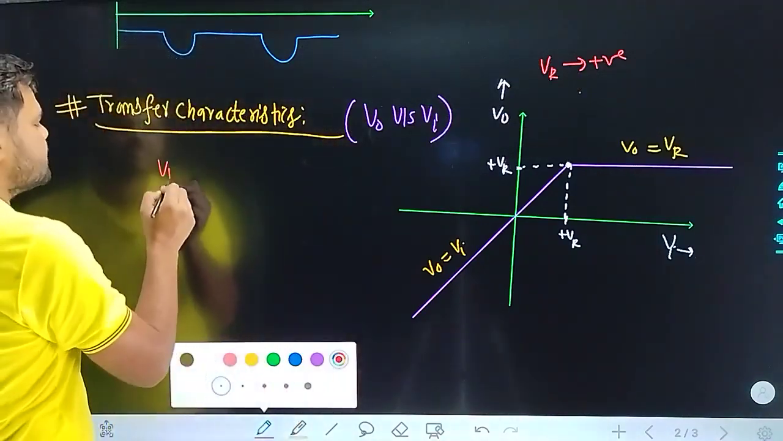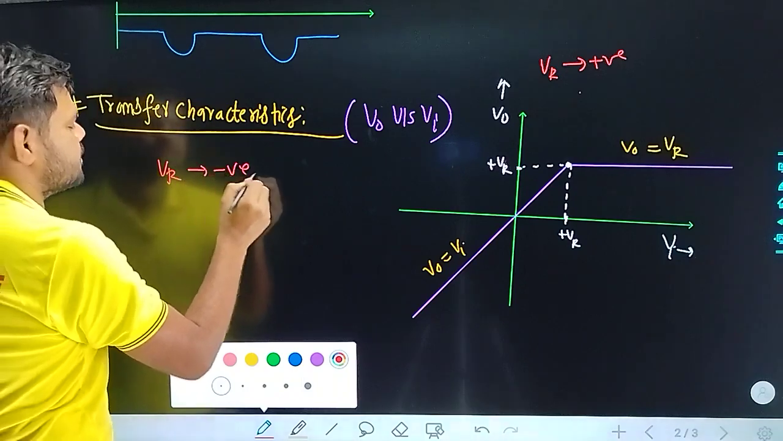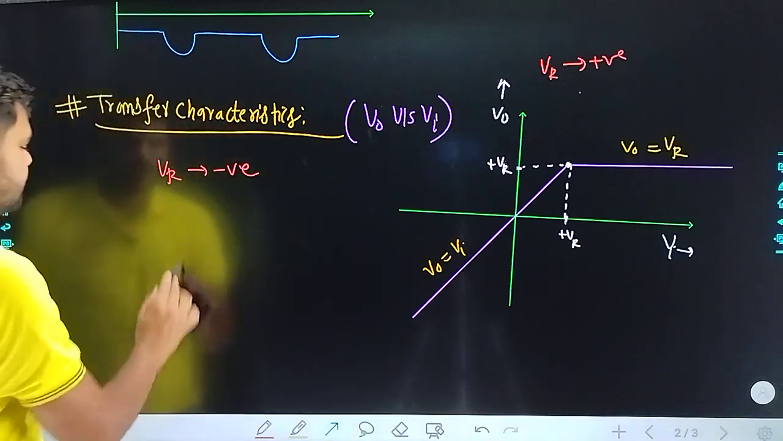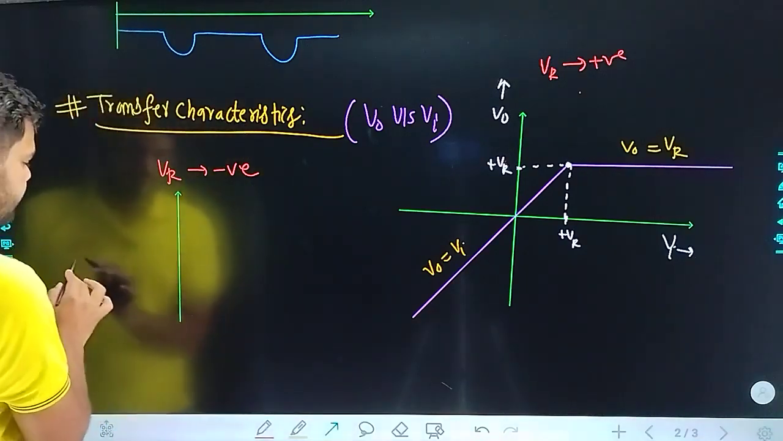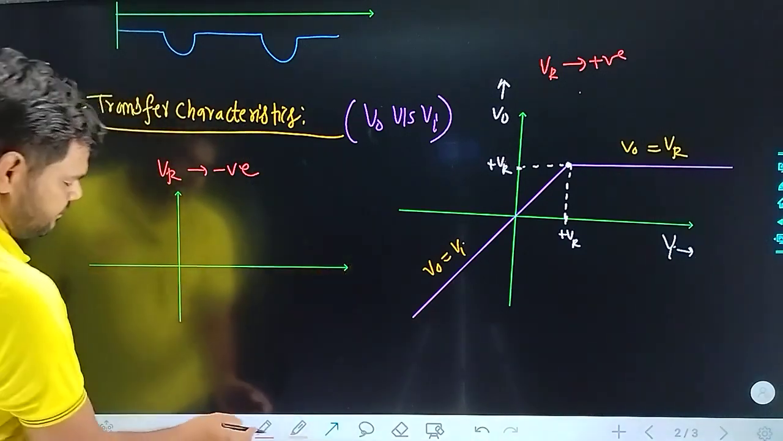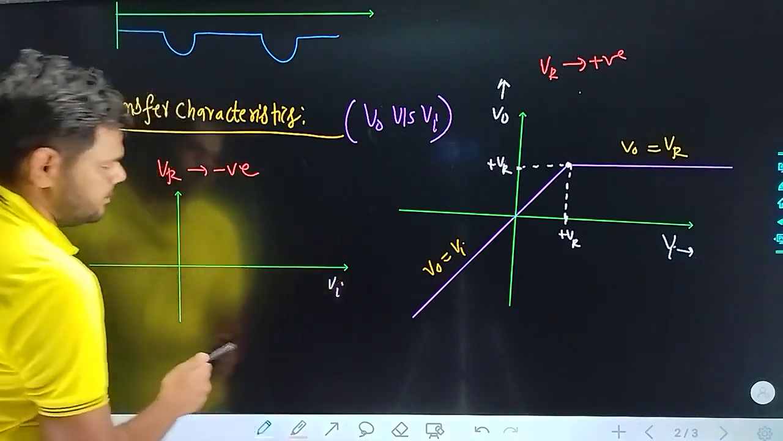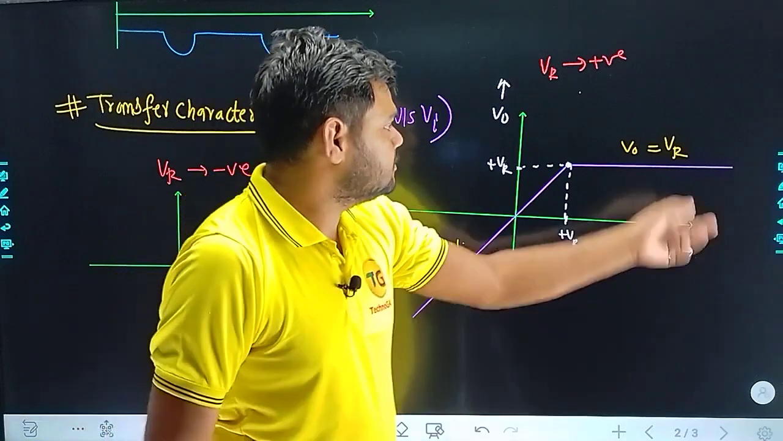So guys, once we have understood the approach, then even if the V reference is to be taken negative, the fundamental will not be modified. The fundamental has to remain the same. Okay, let me draw it. Let's draw it first. Noted this.